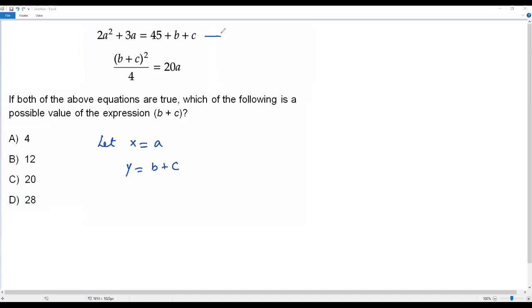Now let me write the first equation in terms of x and y. We have assumed x = a, so we can plug in x for a over here. Then I'm getting 2x² + 3x = 45 + y, since for b + c we can write y. Now let's write the second equation in terms of x and y. For b + c, we have assumed y, so we get y²/4 = 20x, and for a, we plug in x. Now I have the given system of equations in terms of x and y.